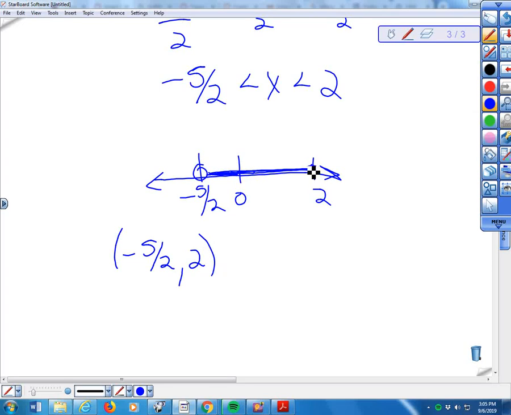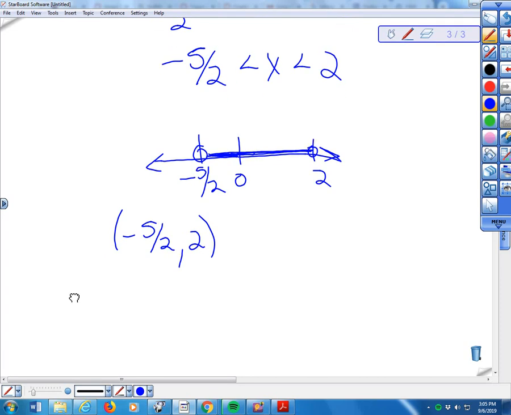So "and" is connected and "or" is split? Oh, so you don't put the infinity in there or anything? No, because it's between those two numbers. Yeah. That makes sense.